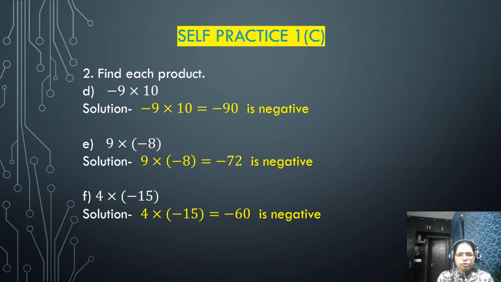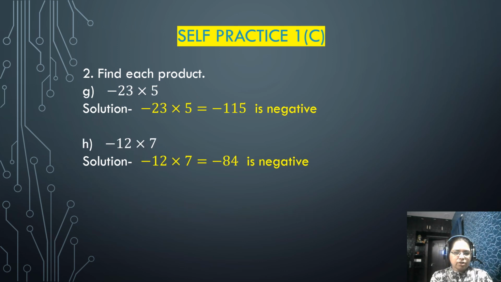We know the product of positive and positive we get positive, and the product of negative with negative integer we get positive integer, and the product of positive integer and negative integer we get negative integer, and the product of negative integer and positive integer we get negative integer.